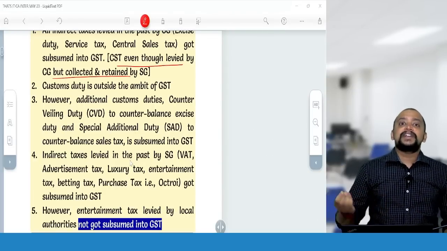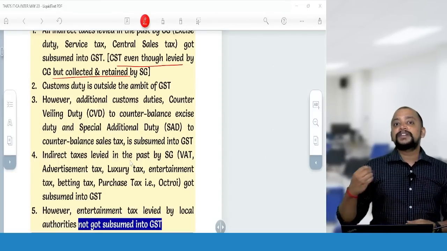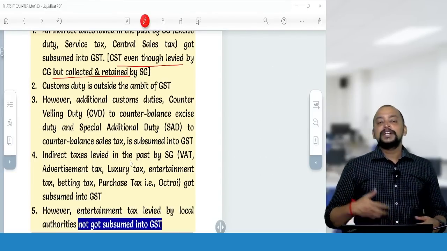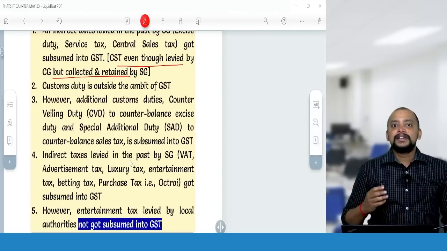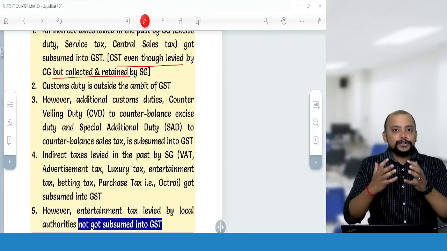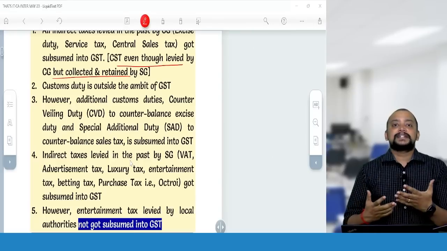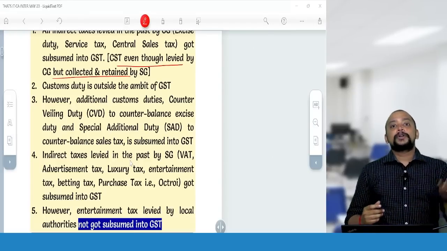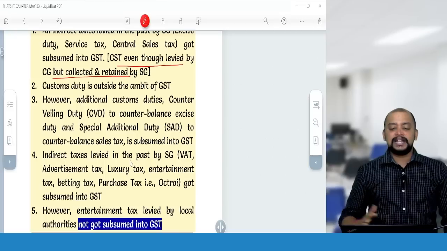However, we had additional customs duties like CVD and SAD, countervailing duty and special additional duty, to counterbalance the central excise duty and sales tax on imported goods. Whenever you are importing some goods, those imported goods will not be bearing this excise duty and sales tax. To counterbalance that, they have levied this CVD and SAD.